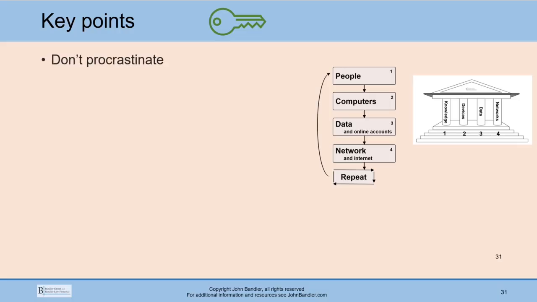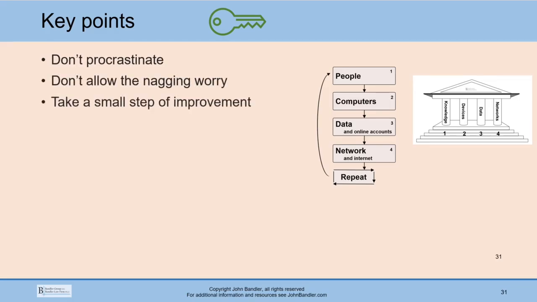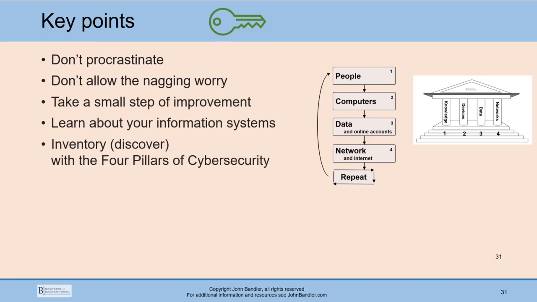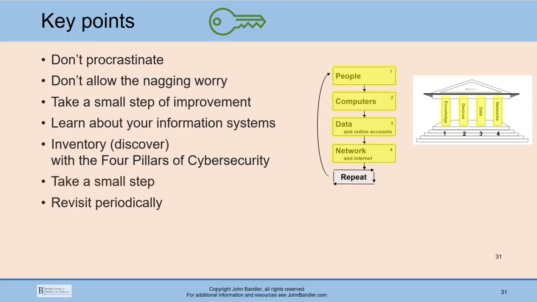Here are some key points. Don't procrastinate. Don't allow that nagging worry in the pit of your stomach. Instead, take a small step of improvement. Learn about your information systems. Inventory with the 4 pillars of cybersecurity, or discover with it, whatever word you prefer. And remember, that goes with people, computers, data, network, and then we repeat that because it is never done. We're looking for small steps, revisit it periodically, and repeat. And remember, it might seem hard if you haven't gotten started, but you've got this and you can do it.